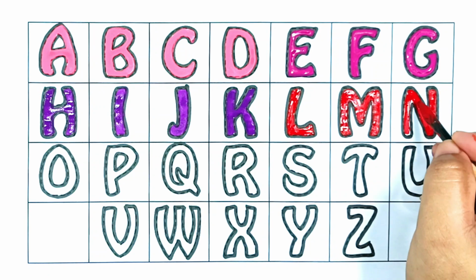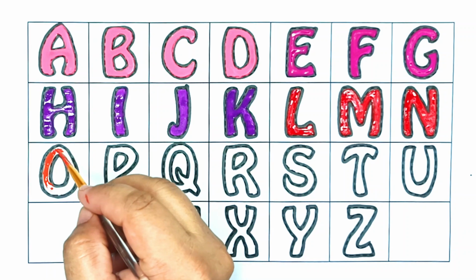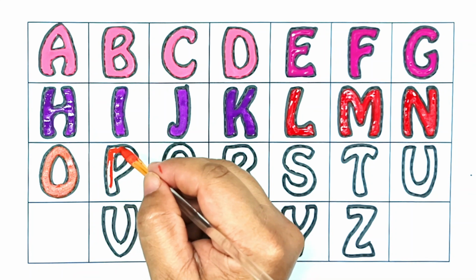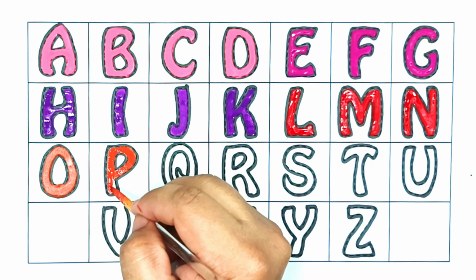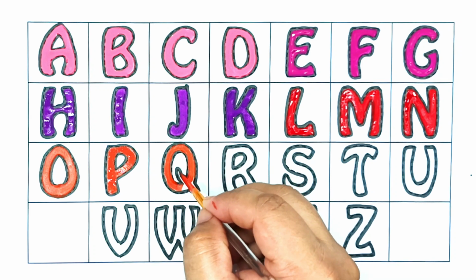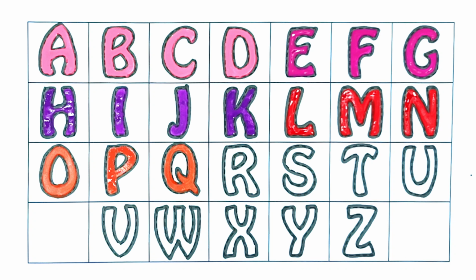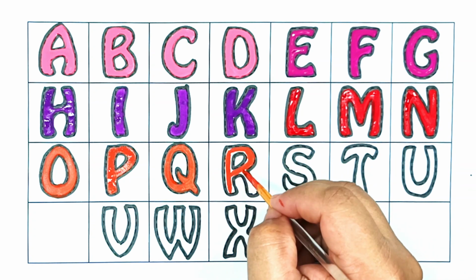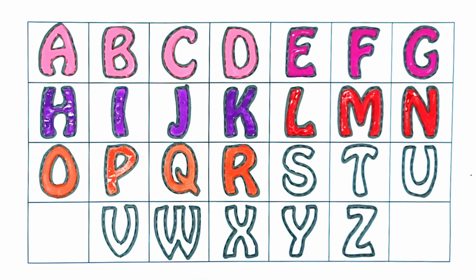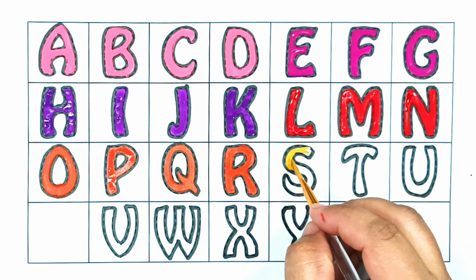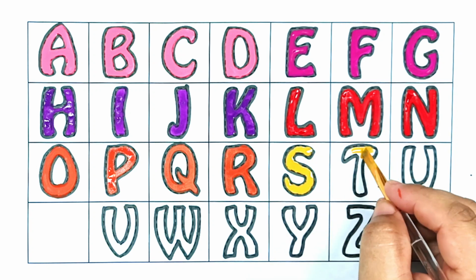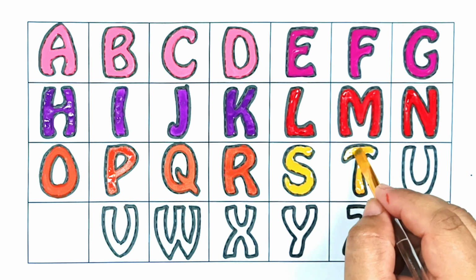N for net. O for onion. P for pen. Q for queen. R for ring. S for star. T for train.